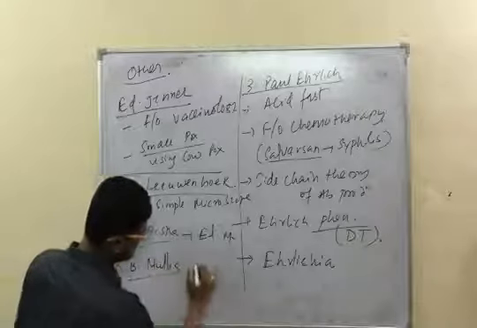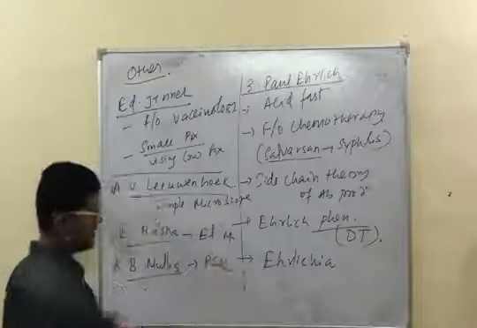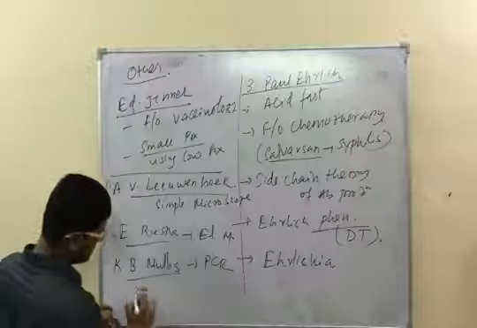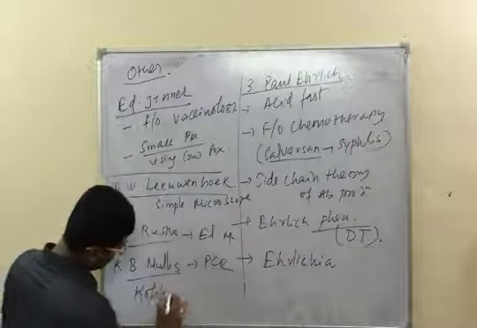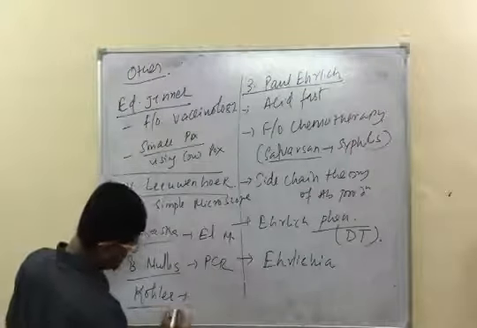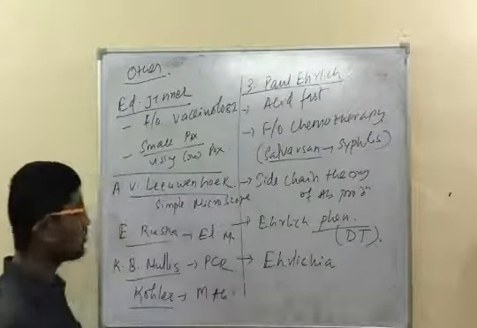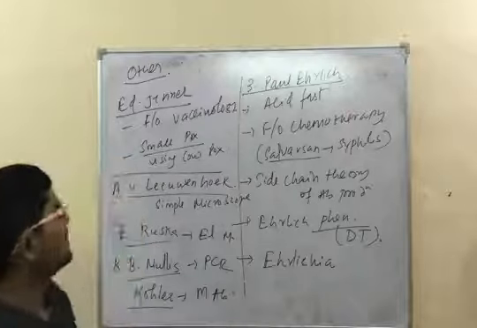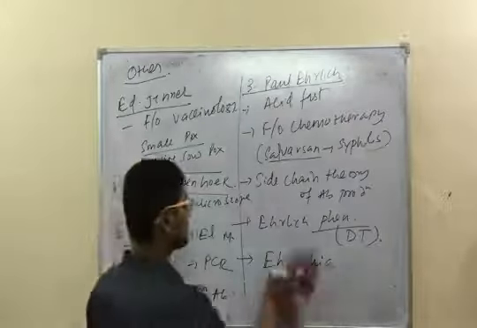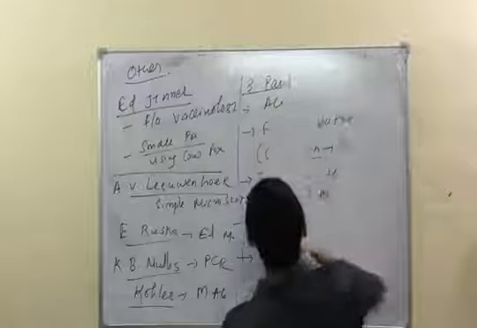Kary B. Mullis is the inventor of PCR, polymerase chain reaction. John Köhler is the inventor of monoclonal antibody. He has discovered monoclonal antibody. So these are some of the important contributors in the field of microbiology which you can remember.